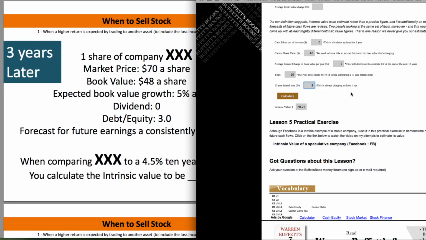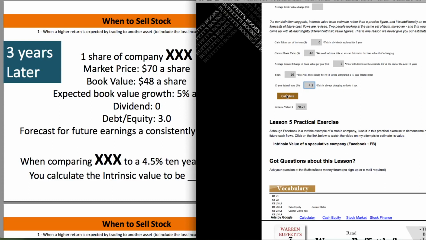Now, before the 10-year federal note was at 3%, but now it's at 4.5%. So that's going to change the value of our company. So we put 4.5%. And just remember that 10-year federal note is nothing more than a ruler. That's a measuring stick for a zero risk investment that you could put your money into. And that's why you're comparing it to that 10-year federal note.